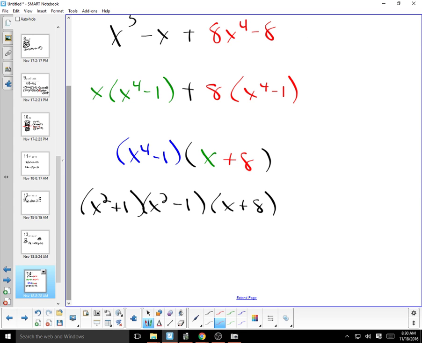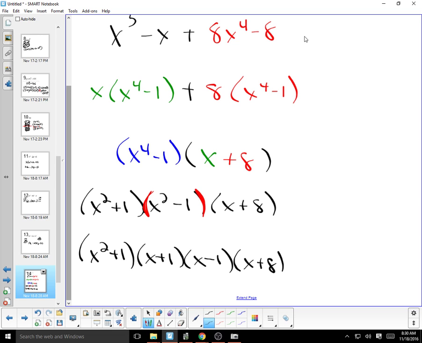Now I want to bring your vision to this middle one here, which is again the difference of squares. Okay? So here's what we've got. This one is x squared plus 1. That's going to become x plus 1, x minus 1, and then finally x plus 8. Now, can I factor the first one because it's the sum of squares? No, you can't. You can't factor the sum of squares. So at that point, I'm done.